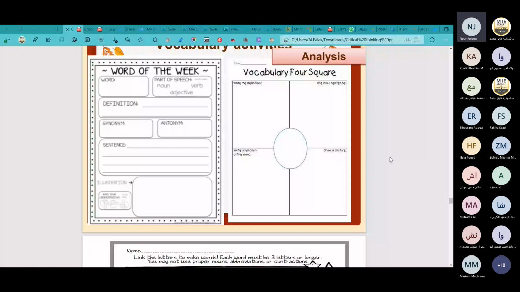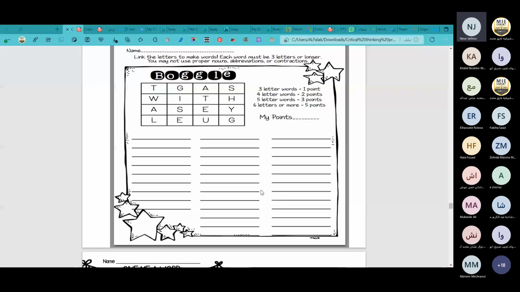You can also, this is a great activity, and I use it with my students: secret code spelling.